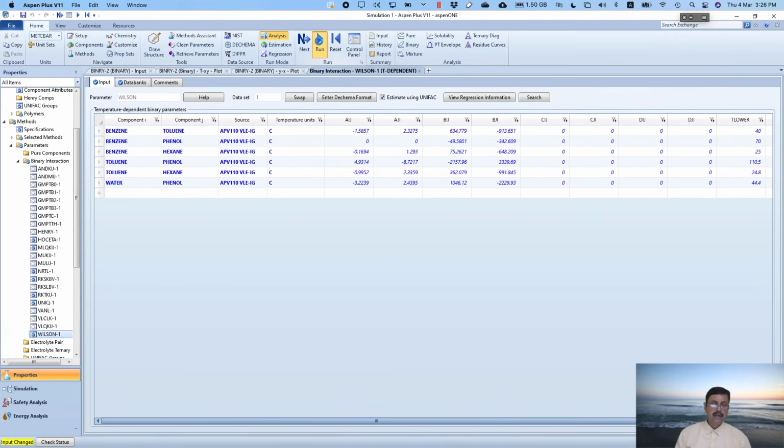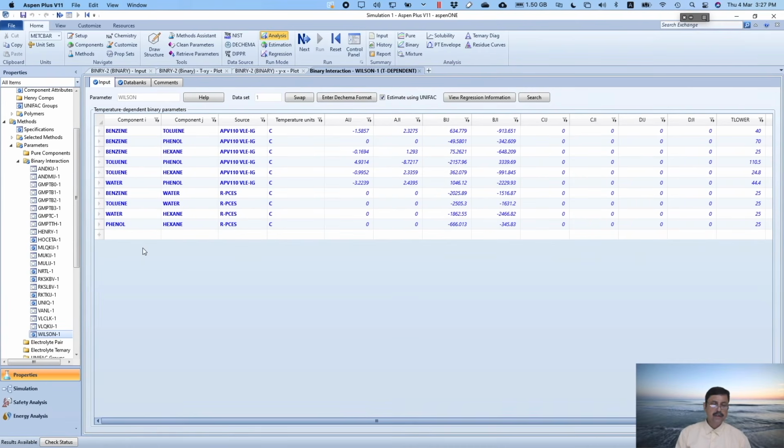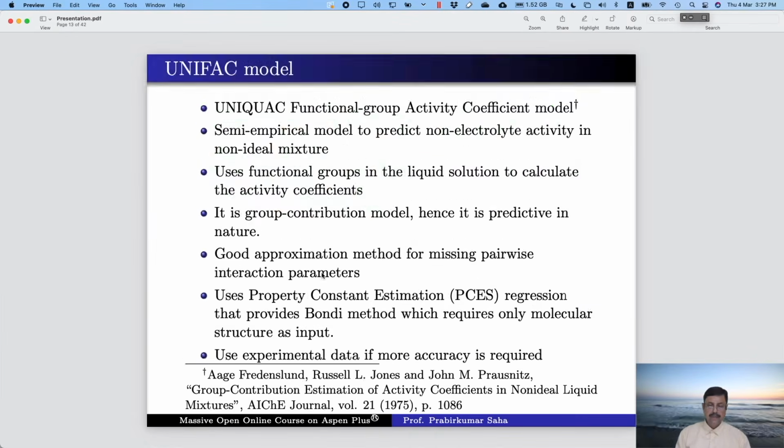The moment you run, all the missing parameters will come. See, water phenol was the last one. So we got water benzene, water toluene, water hexane, and phenol hexane was also absent. It was not there. But phenol hexane has been calculated. So all of them have been calculated using RPCES. Okay, RPCES that we have got from here. The regression using PCES.